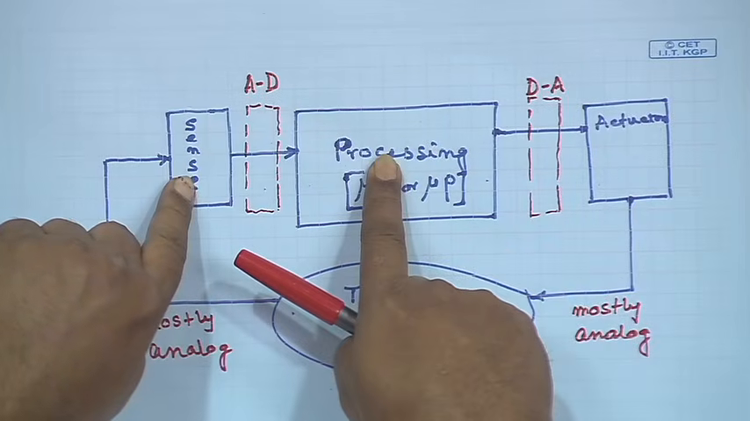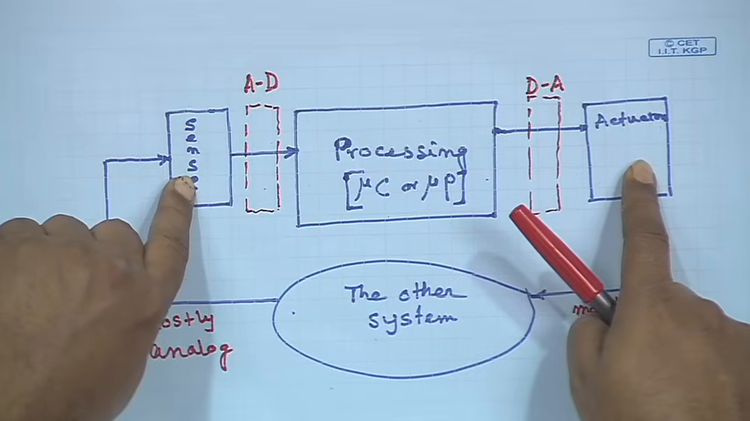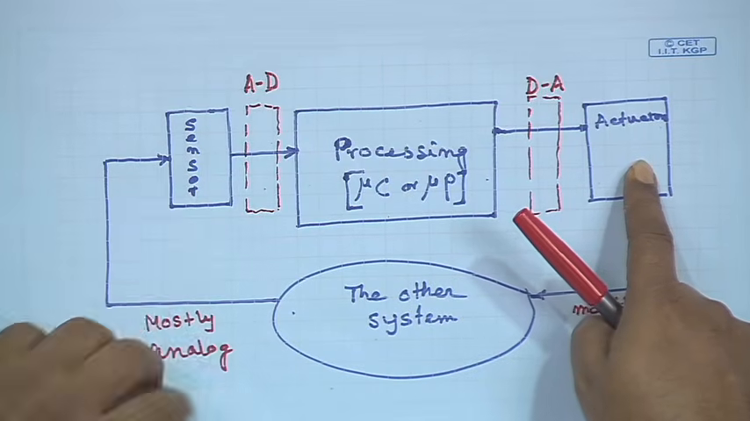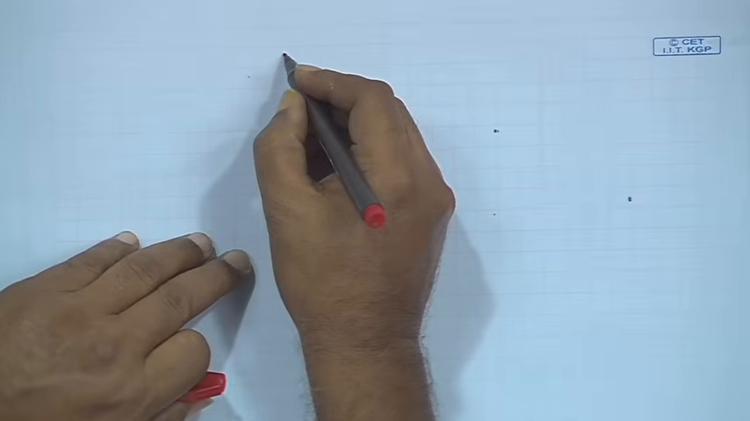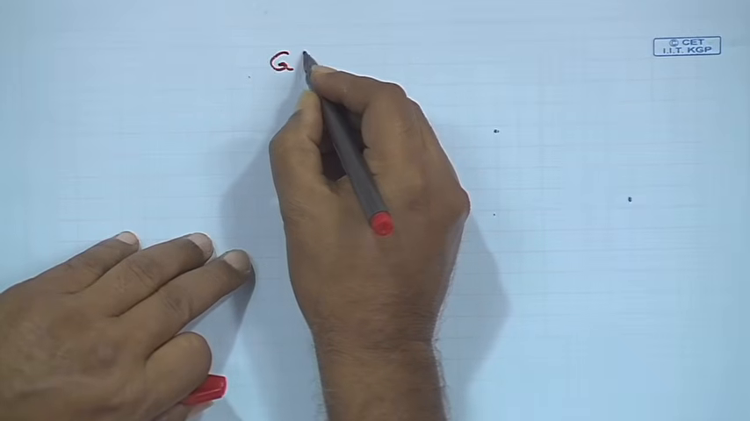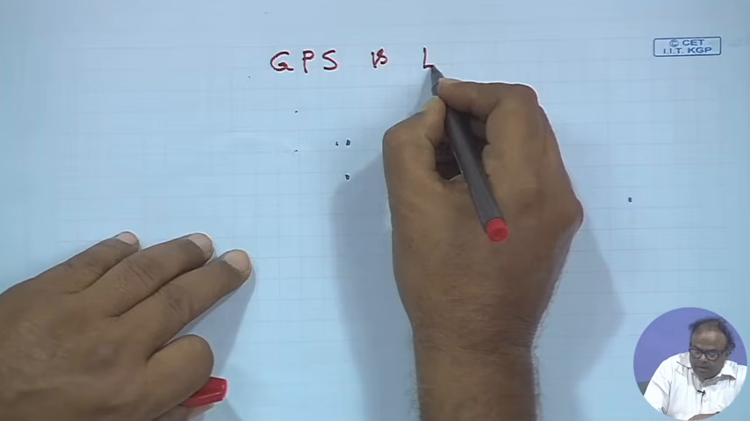Now, one can ask the question that in a typical architecture of a computer system, we also have got the input device, the CPU and the memory, the processing block, and the output device. So, where does it differ from a general purpose system? How does it differ from the general purpose system? So, general purpose system versus embedded systems.